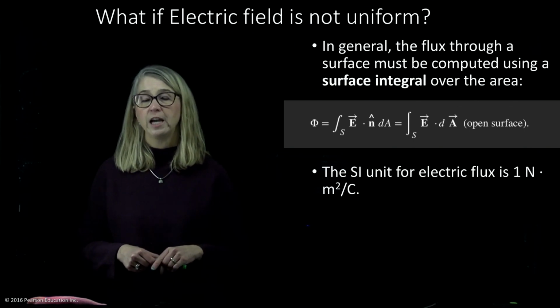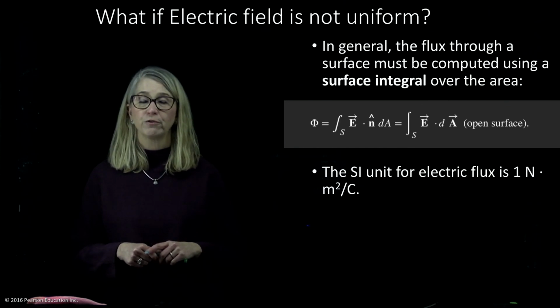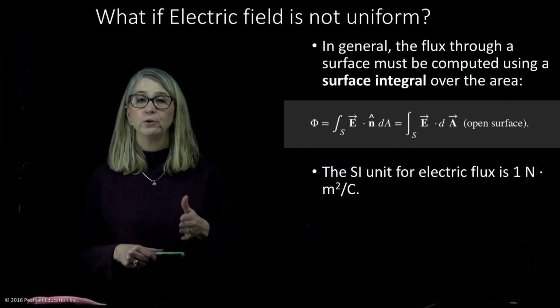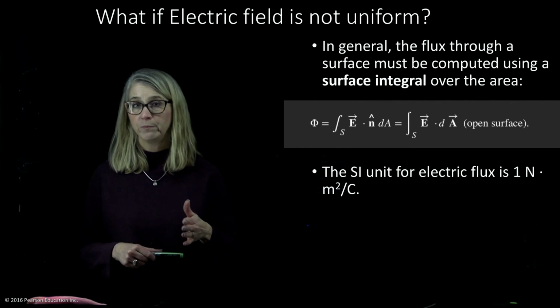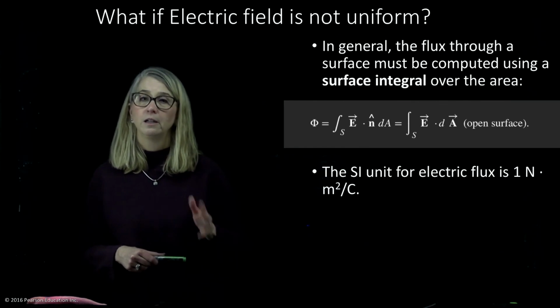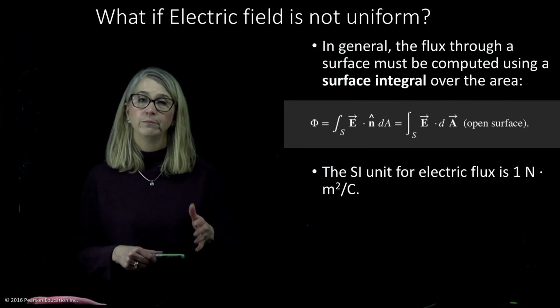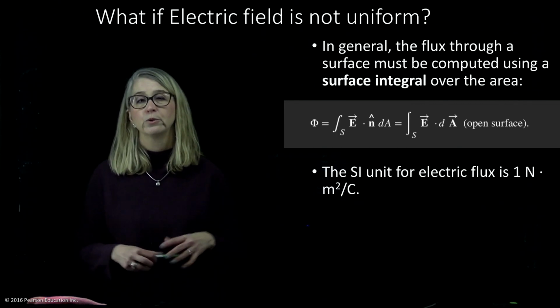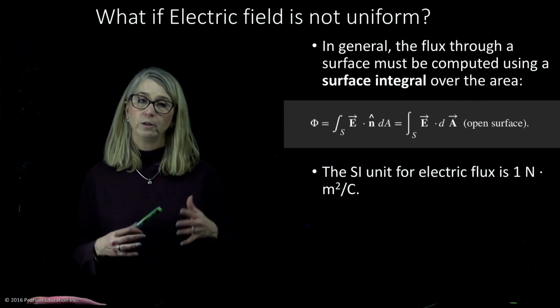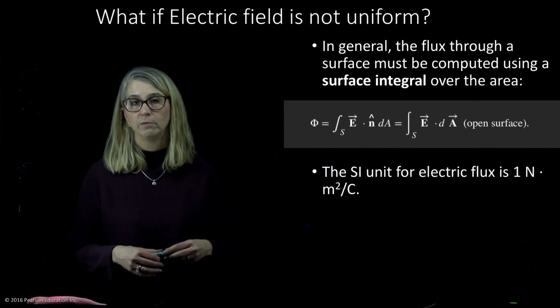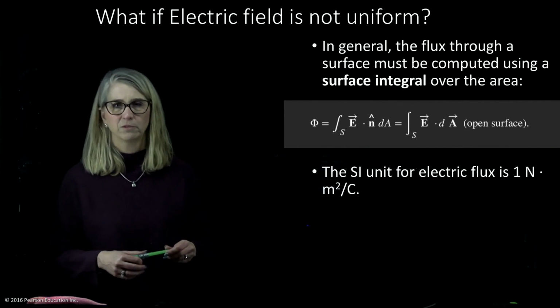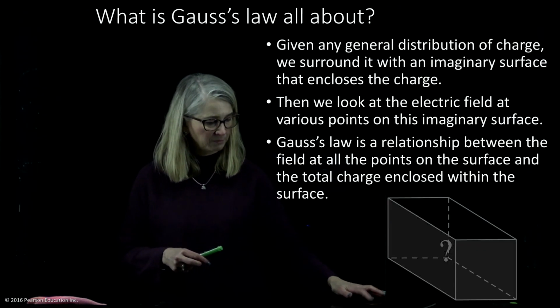We never mentioned it yet, but the unit for electric flux is going to be the unit for electric field times the unit for area. Electric field is a Newton per coulomb, area is meter squared. So the whole unit is Newton meter squared per coulomb. It's kind of a stupid conglomeration.